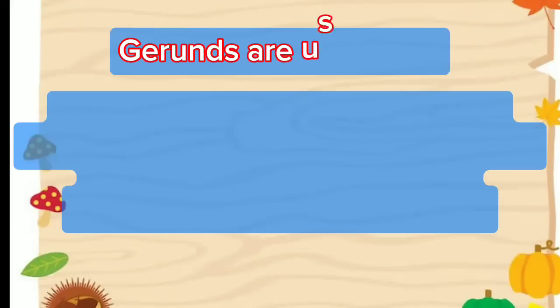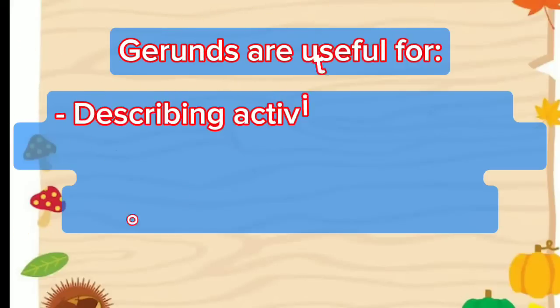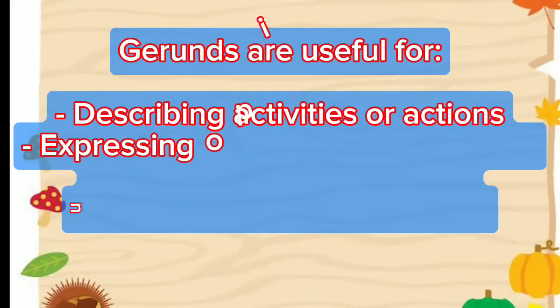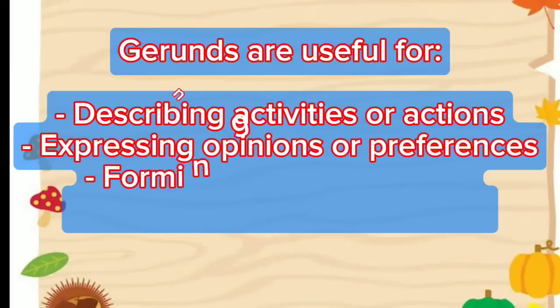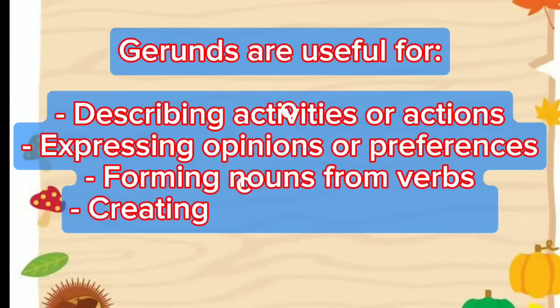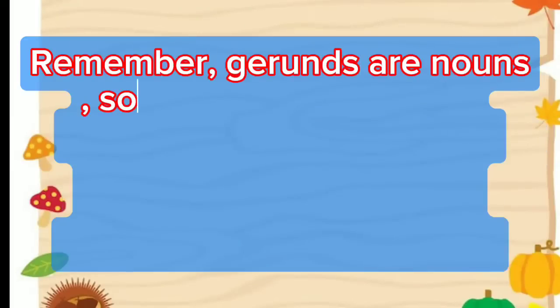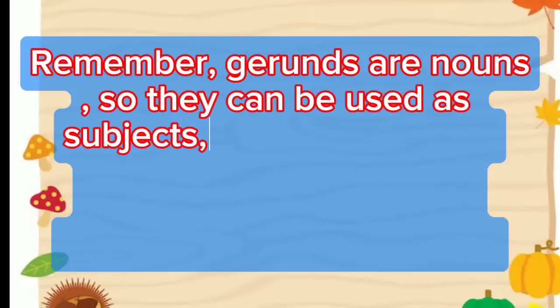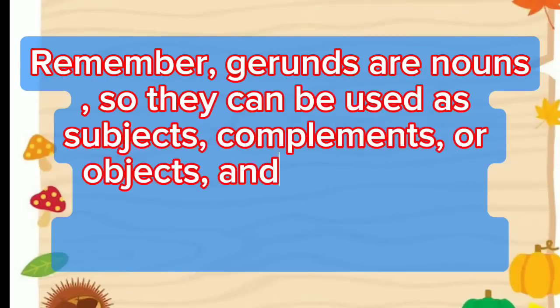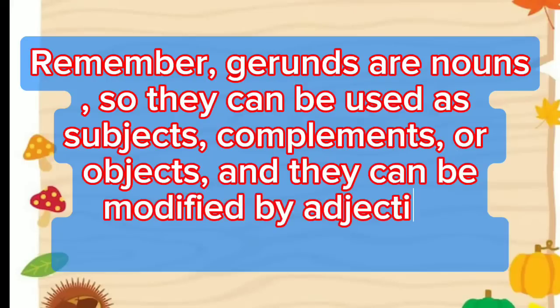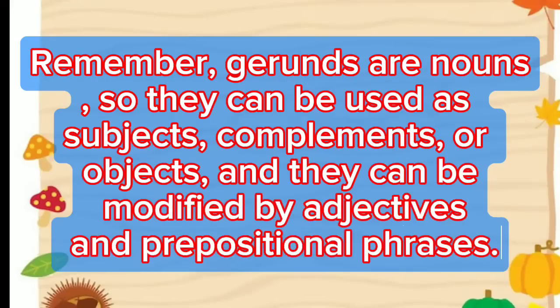Gerunds are useful for describing activities or actions, expressing opinions or preferences, forming nouns from verbs, and creating complex sentences. Remember, gerunds are nouns, so they can be used as subjects, complements, or objects, and they can be modified by adjectives and prepositional phrases.